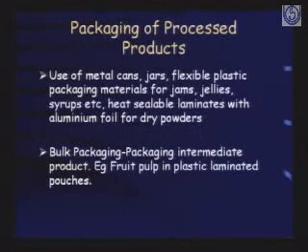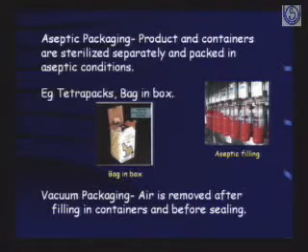For processed products, as we have already seen all the packets, we can use metal cans, jars, flexible plastic packaging material, and then we can go for bulk packaging. For example, before making apple jam, we can first make apple pulp and package it in a plastic laminated pouch and then store it for many months maybe, and then whenever it is required we can use it and make apple jam from it. Then aseptic packaging.